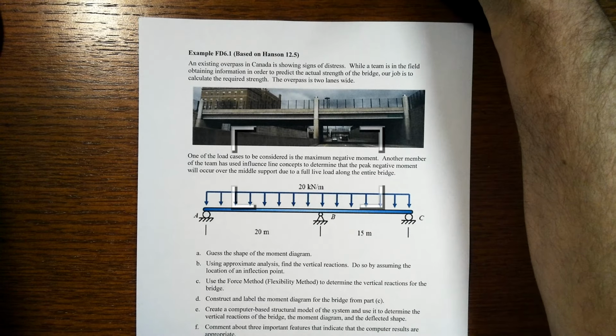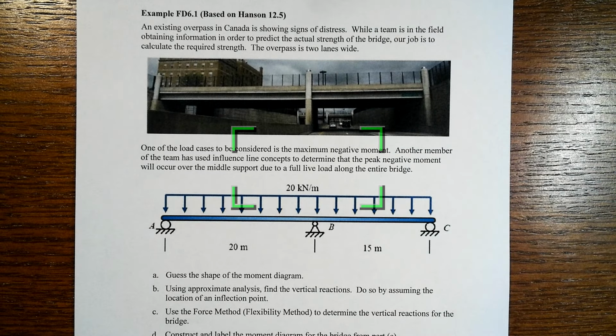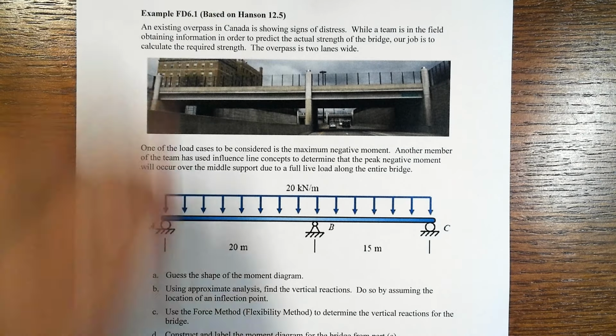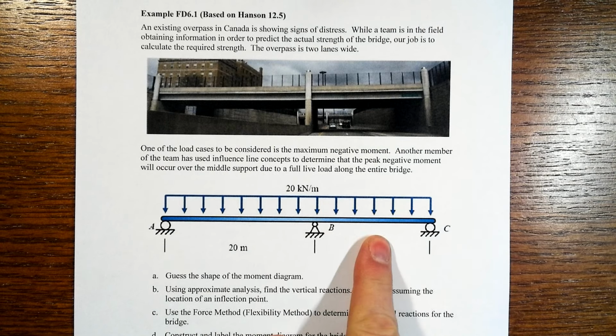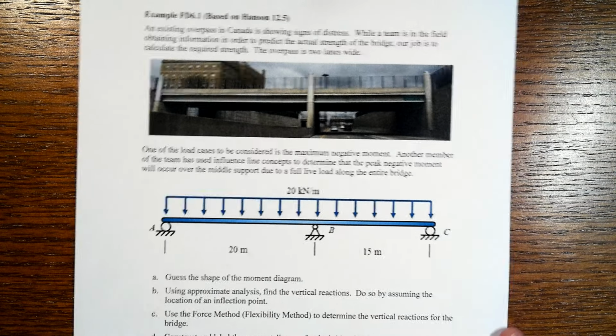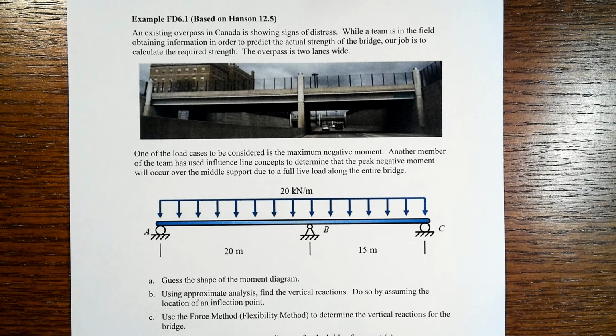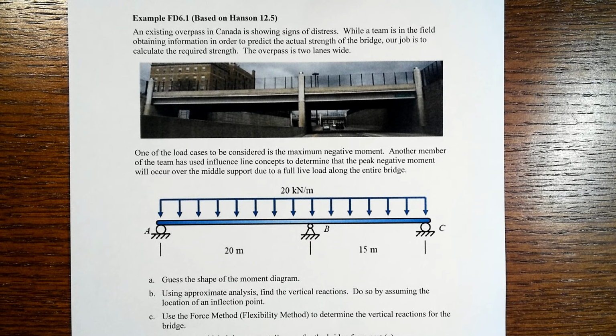Okay, in this example we're trying to understand how the two-span beam is going to respond, in this case to a full live load along the entire bridge. We're going to put the live load all the way across because we're going to focus on what happens here at that middle support in terms of the negative moment, but we also care what happens elsewhere in the beam in terms of the moments and the deflected shape.